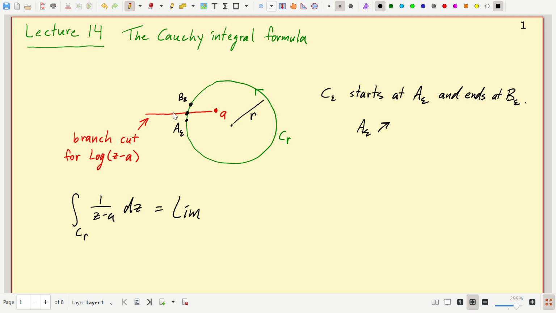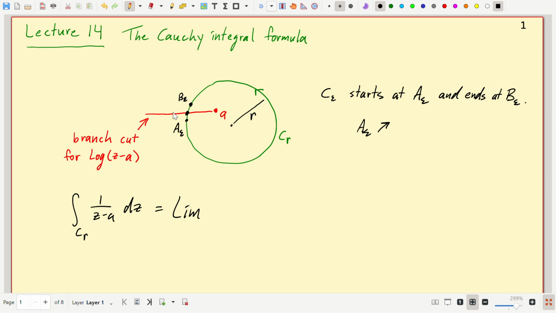So I take a branch cut of the principal branch of the log function of z minus a. It starts at a and goes left in a horizontal direction. And I take a point a epsilon and a point b epsilon below and above that line, and I'm going to slide them into that red line.